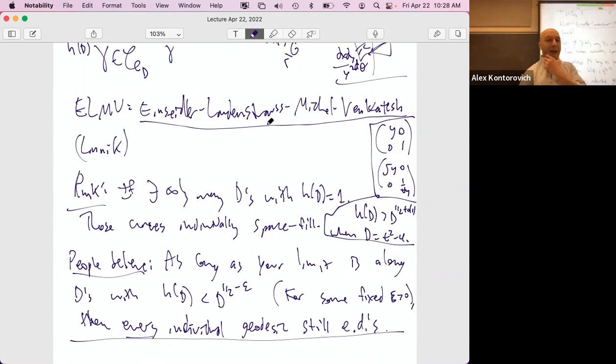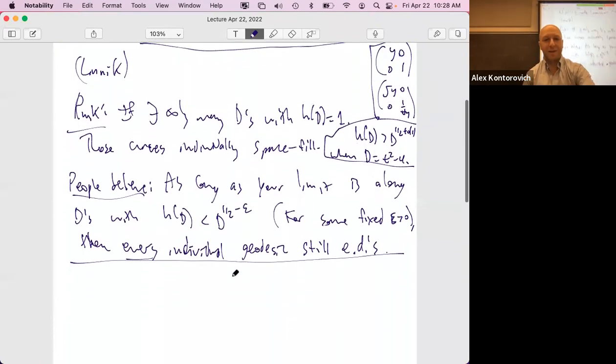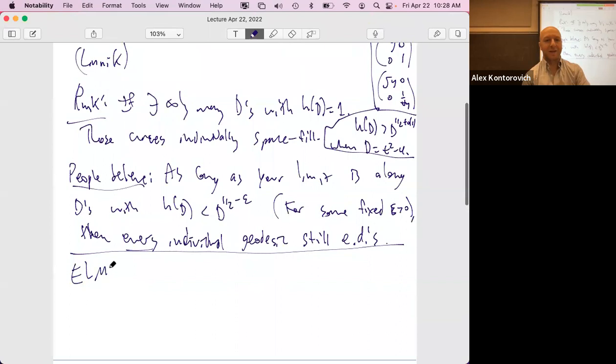numbers. So what they asked is, are there some other limits? So ELMV asked: don't take the average, take one from each class instead of averaging the whole class. Okay. And they'll still make D grow to infinity. Yes.